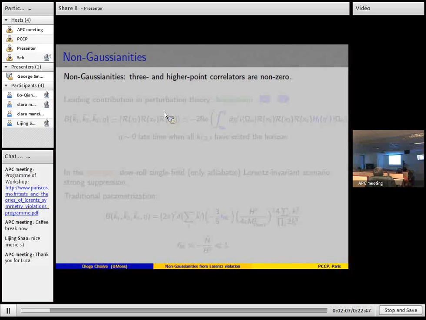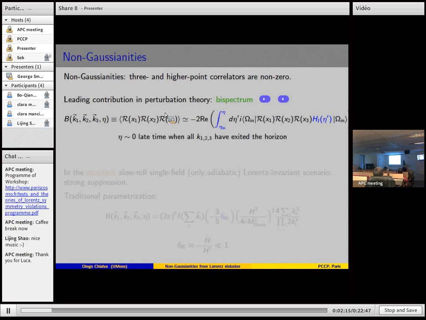But now let's move to non-Gaussianities. Non-Gaussianities occur when there are three and higher point correlators that are non-zero. And here things start to become interesting for what I want to say. The leading contribution in perturbation theory is the so-called bispectrum, the three-point function. And here you see its formula at leading order in the interaction. I point out two important elements of it. First, the interaction Hamiltonian, which of course needs to be there in order to have a non-zero bispectrum, but also this time integral from the initial time, I will take the standard adiabatic vacuum at infinity, up to the time where I evaluate the bispectrum, which is usually a very late time.